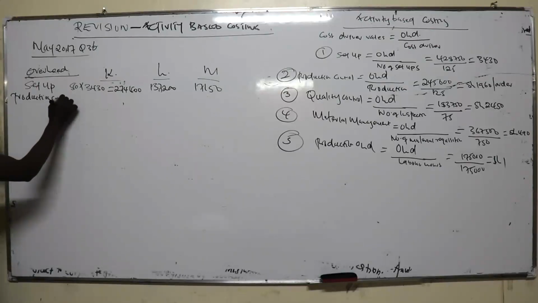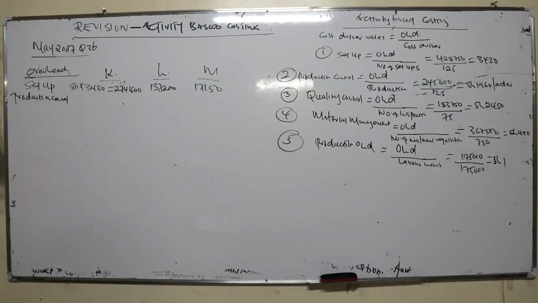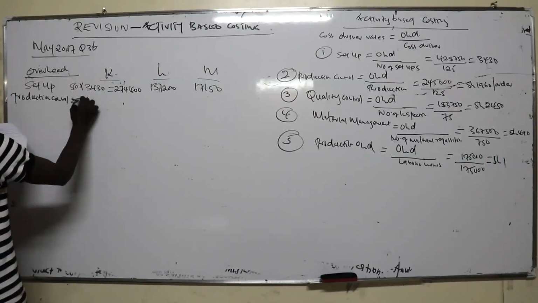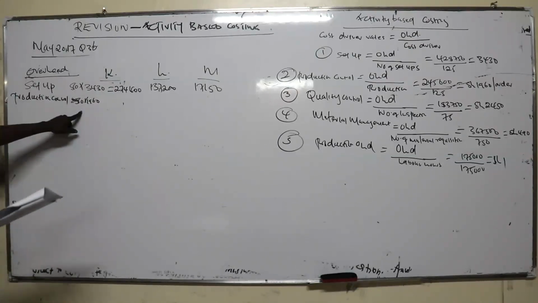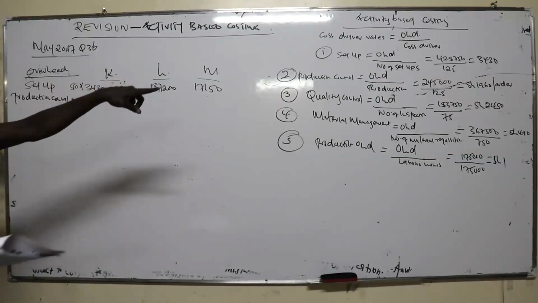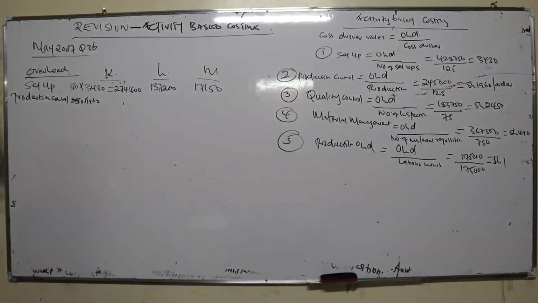Production control. It's going to be 1960 times the number of production orders, 80. What is 80? 80 is the number of orders for production for product K, and 1960 is the absorption rate, determined according to the activity. That one will give you 156,800.